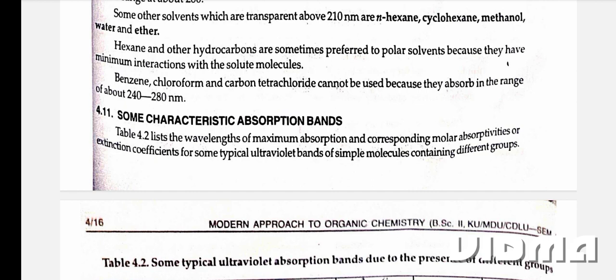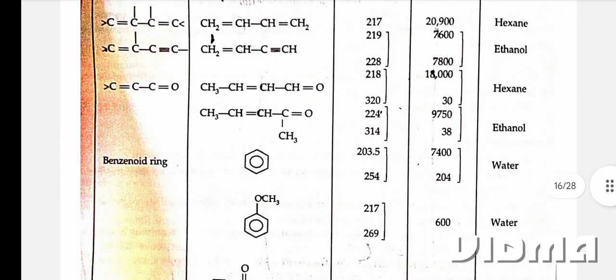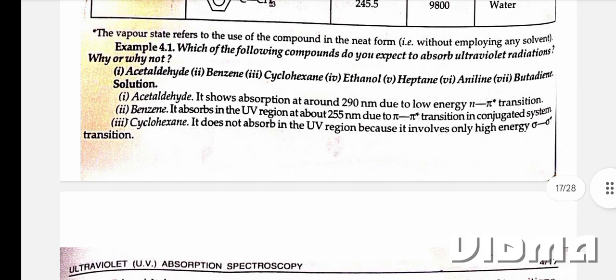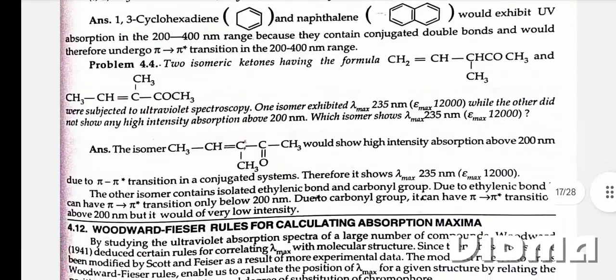Some characteristic absorption bands. Table 4.2 lists the wavelengths of maximum absorption and corresponding molar absorptivities or extinction coefficients for some typical ultraviolet bands of simple molecules containing different groups. So this is the table which shows extinction coefficients. The vapor state refers to the use of the compound in the neat form. These are the examples.